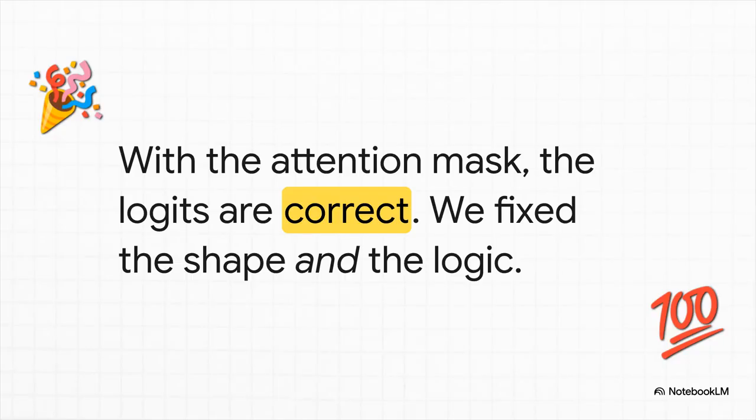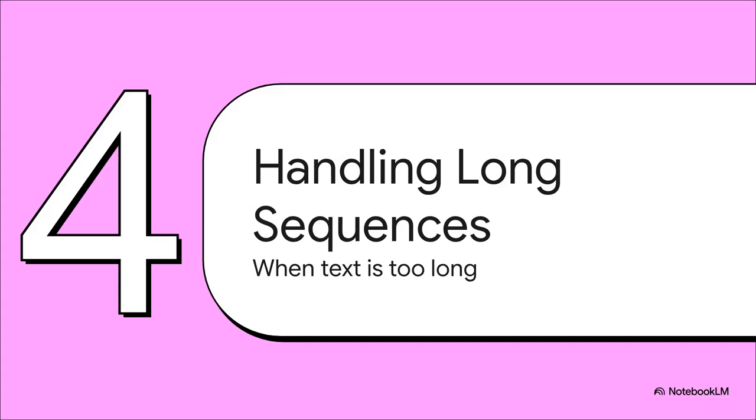And just like that, with that simple addition, we have success. When you pass both the padded inputs and this new attention mask to the model, the outputs are now correct. The results for the batch sentences are now identical to what they were when processed alone. We fix the shape, and we fix the logic. We're almost there, I promise. There's just one last, very practical problem we need to solve.